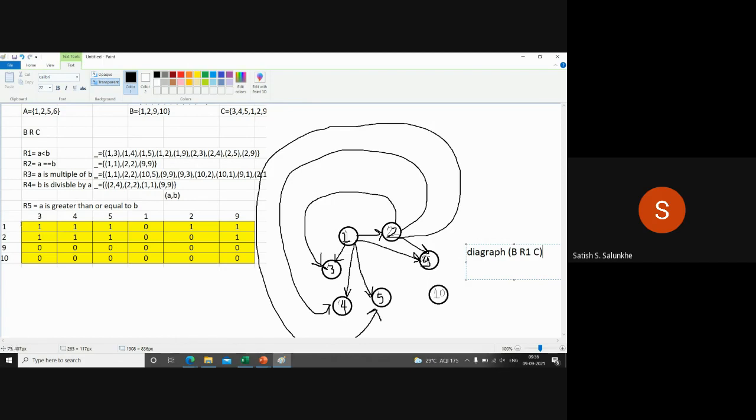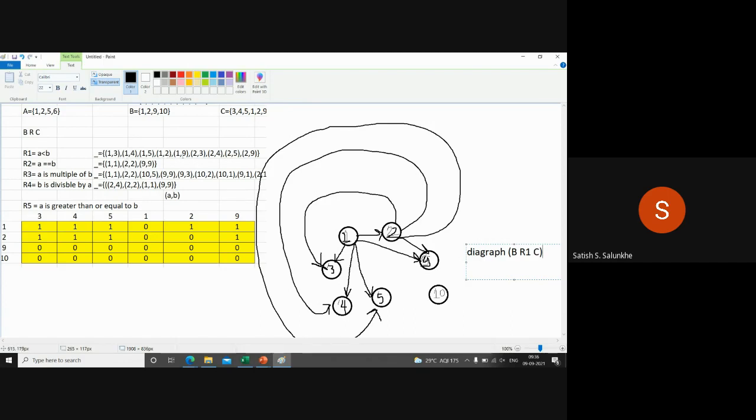See here, 1 comma 2 belongs to R, 2 comma 3 belongs to R, 1 comma 3 is also there. Now 1 comma 2 belongs to R, 2 comma 4 belongs to R, 1 comma 4 is also there. 1 comma 2 belongs to R, 2 comma 5 belongs to R, 1 comma 5 is also belonging to R, no issue. 1 comma 2 belongs to R, 2 comma 9 belongs to R, 1 comma 9 is also belonging to R. So for this pair 1 comma 2 there is no issue. So let us go ahead.